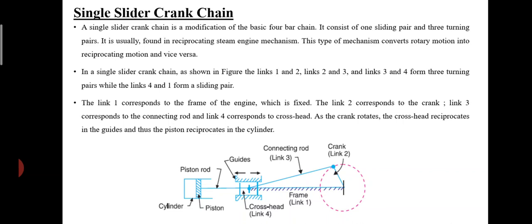As the crank rotates, the crosshead reciprocates in the guides. Again, as the crank rotates, the crosshead reciprocates in the guide through the connecting rod, and the piston is reciprocating in the cylinder.